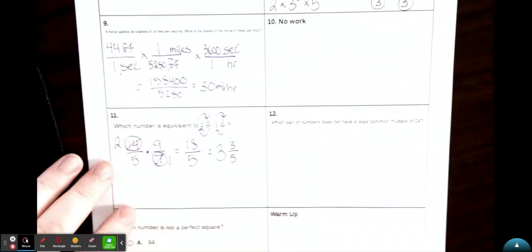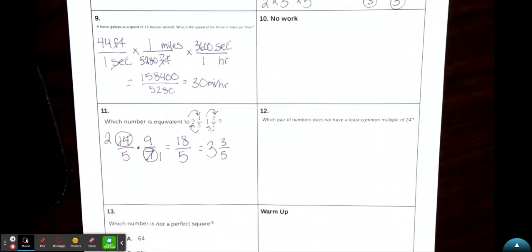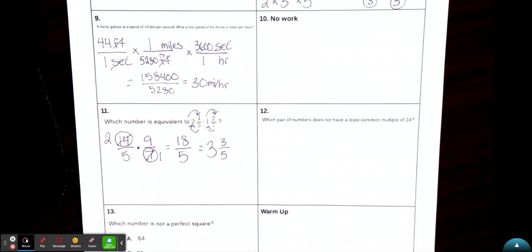All right, number 12 says, which pair of numbers does not have a least common multiple of 24? So we have 2 and 12. We want to know which ones have a least common multiple that is not 24. My piece of advice for finding least common multiple: start with your biggest number, list off multiples, and then see if they work.